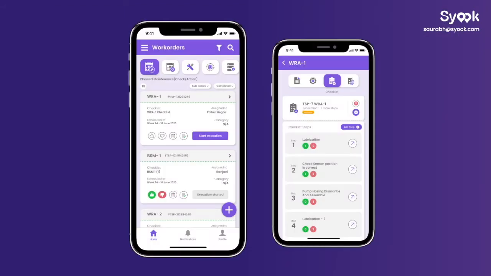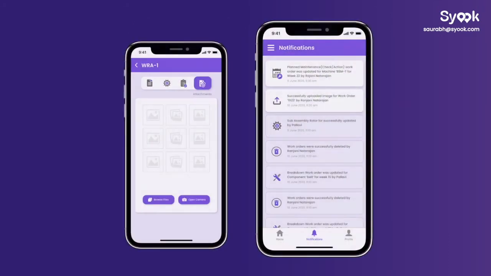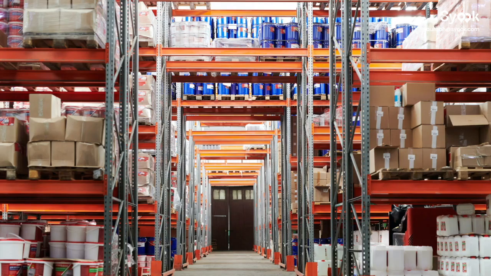Syook's mobile application helps one maintain any equipment with guided checklists and keeps a maintenance log. It assists field personnel in undertaking maintenance activities with ease. The app lets you upload pictures or service documents and keeps you notified about all your equipment on the go.